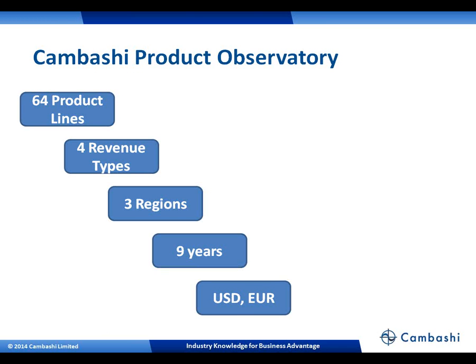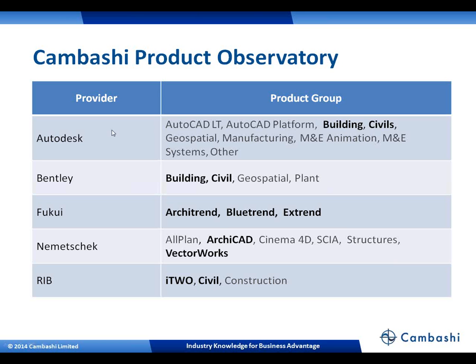I'm going to extract data from the Cambashi Product Observatory. The Product Observatory analyzes software revenues for 64 product lines from 28 vendors. I'm going to select product lines from 5 vendors, which the imaginary management team consider as competitors. So here are the 5 from the 28 in the Product Observatory: Autodesk, Bentley, Fukui, Nemetschek, and RIB. But not all their product lines compete with imaginary.